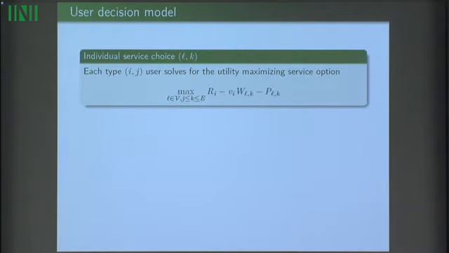So each user type solves this utility maximization problem to choose their service option, which might not match their true type. The assumption we've made here is that people are inelastic in their energy demand. So if they need a certain amount of energy, they can only choose to buy more energy than that. But they can lie about their value of time.